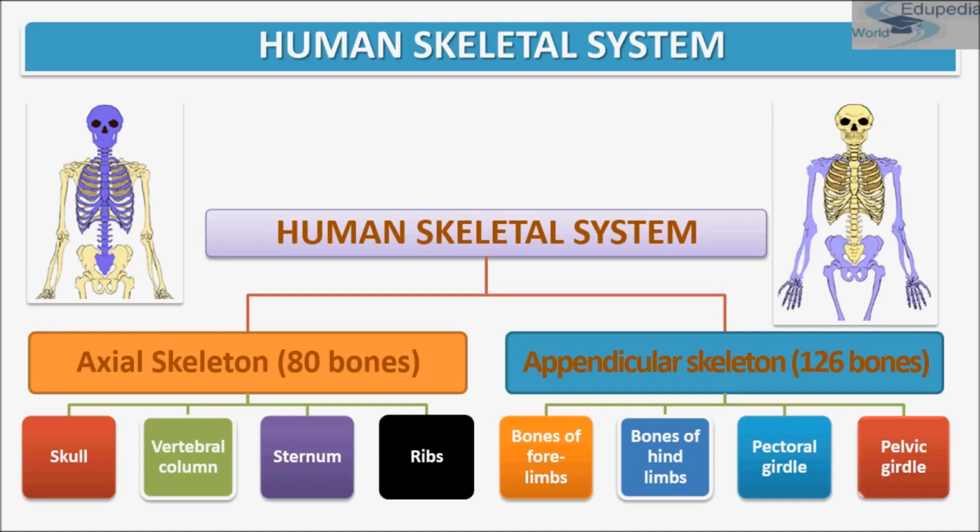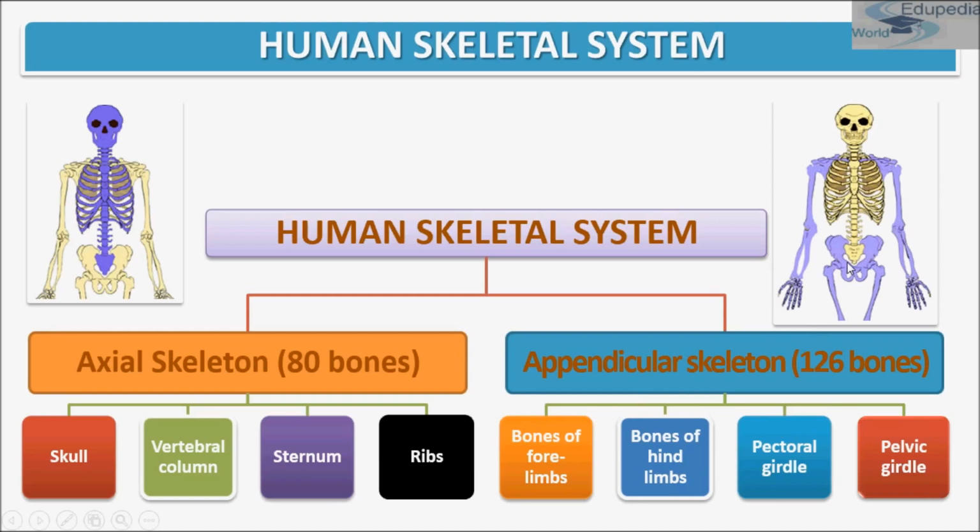Okay, and then comes limb bones, and they are of 2 types: bones of forelimbs, that is hands, and bones of hind limbs, that is legs. Please note that bones of hind limbs are longer than those of the arms. These bones strengthen the leg, support body weight, and help in locomotion. And each hind limb has around 30 bones.